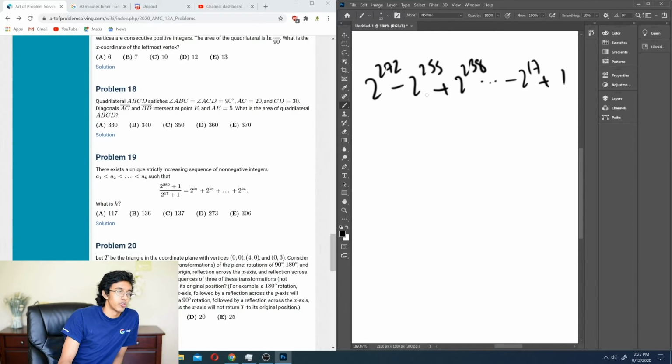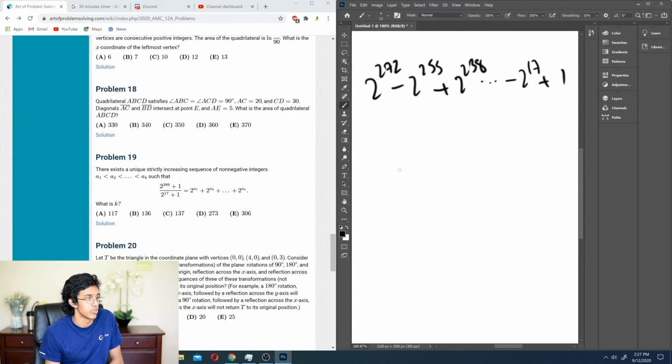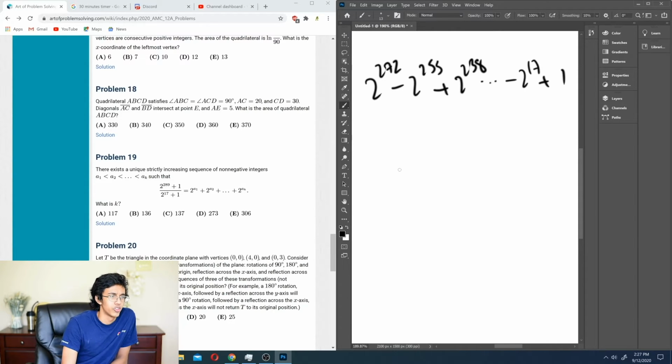Strictly increasing. So can we factor things out? No, but then it wouldn't be a power of 2. Or could we? So it has to be a bunch of powers of 2. What do you do with all the negative powers of 2 though? That is the question.